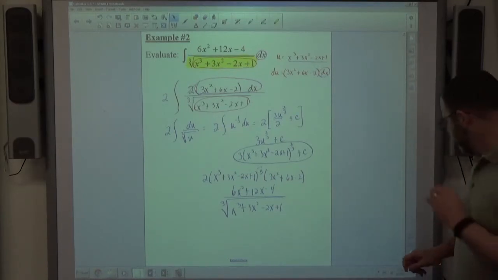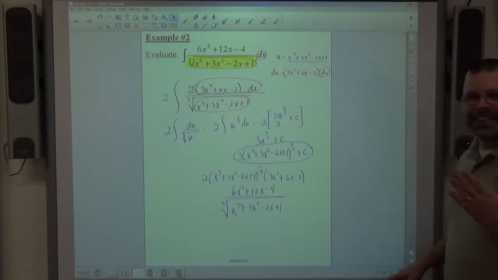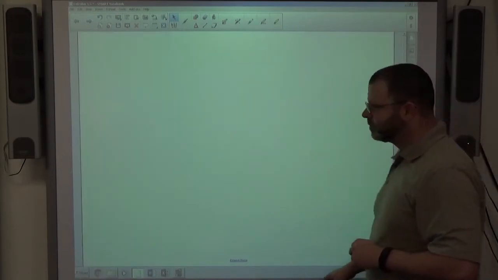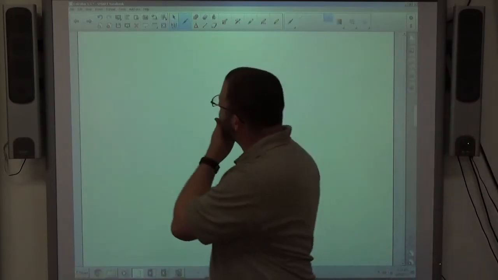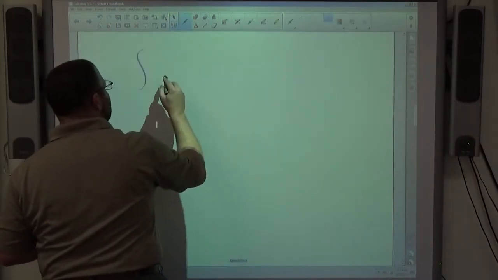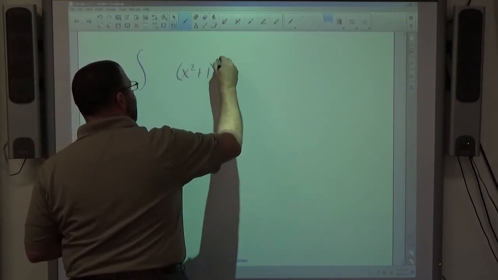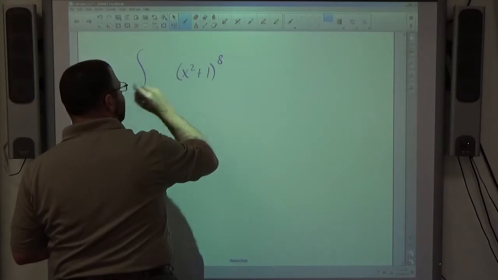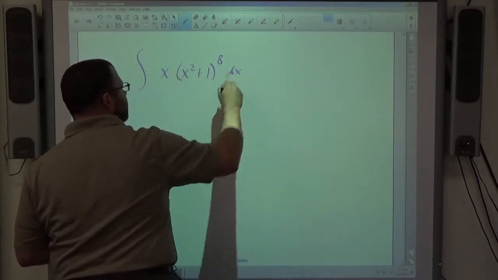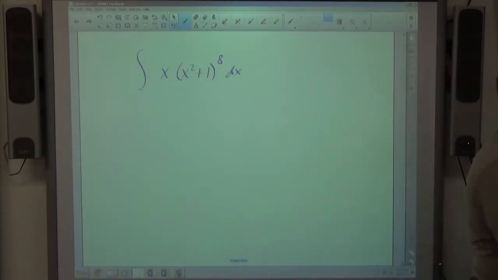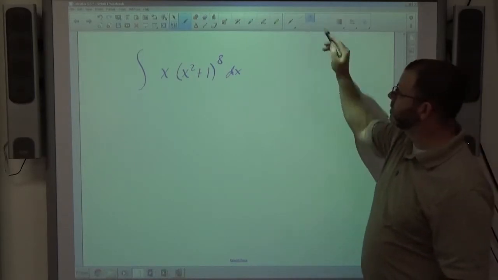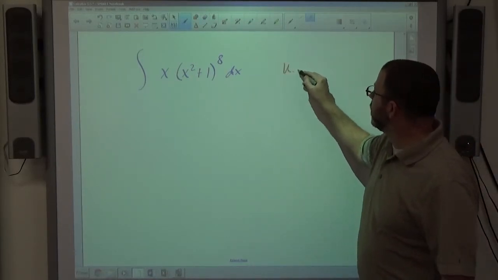One thing I want to bring to your attention real quick before you do the homework tonight, in case this happens. This might happen. Suppose we do this. I'll do an easy one. Let's go x times (x squared plus 1) to the 8th power, and let's just say that we have that. So what type of function is it? Power. What's the argument? x squared plus 1. u equals x squared plus 1.